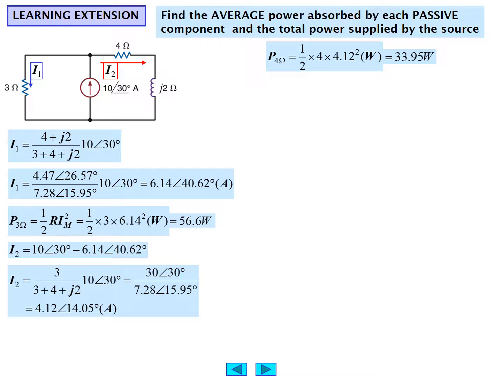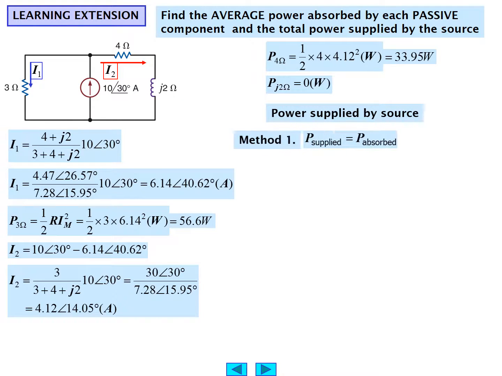In that case, we now know the current I2, which is what we want. So the power in the 4 ohm resistor is 1/2 times 4 times 4.12 squared, or 33.95 watts. And therefore, the other answers, because the problem is asking us for each passive component, which is just a verification of our understanding: the power in the j2 inductor, the answer is 0.